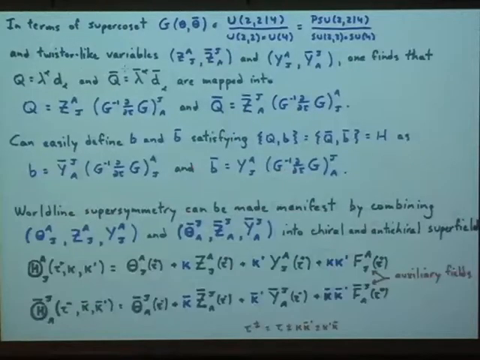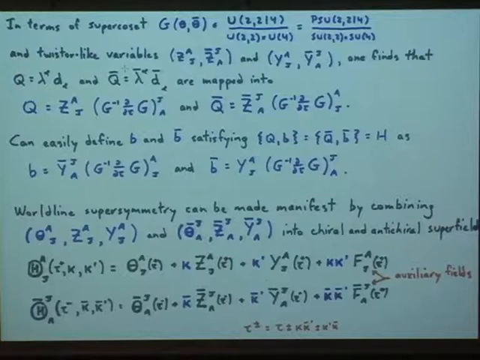Okay, so in terms of this supercoset, which describes equivalently PSU(2,2|4) over SU(2,2) times SU(4), or you can equivalently write it in this way, and these bosonic twistor-like variables, one can show that Q and Q bar, which were the superparticle BRST operators, are mapped to these objects. So this is the natural left invariant current to construct out of this fermionic coset. And it just multiplies Z and Z bar instead of lambda and lambda bar.